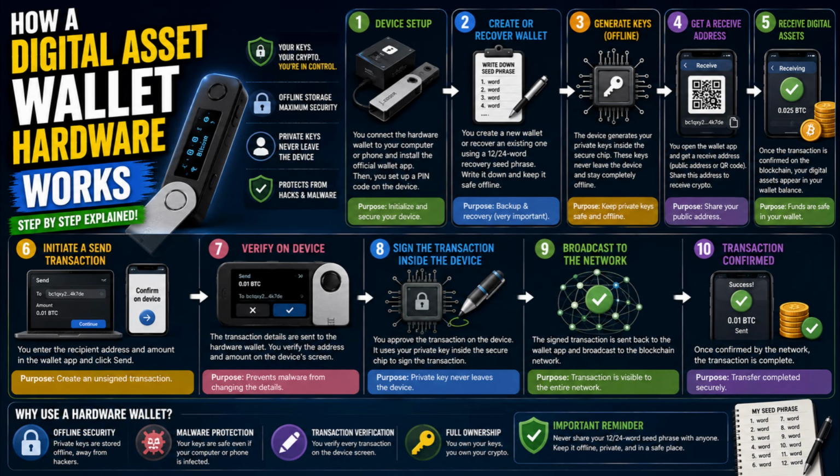Then, the user approves the transaction on the hardware wallet. The device uses the private key inside the secure chip to sign the transaction. Importantly, the private key does not leave the device at any point. Next, the signed transaction is sent back to the wallet application and broadcast to the blockchain network. The blockchain network then checks and processes the transaction so it can be recorded publicly and securely.